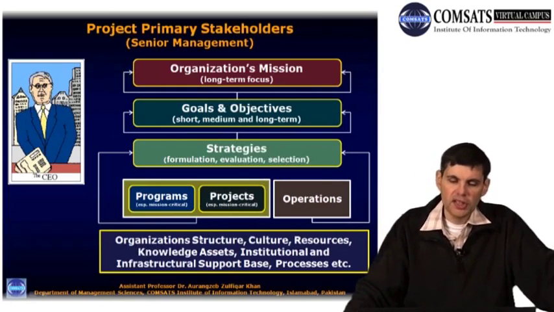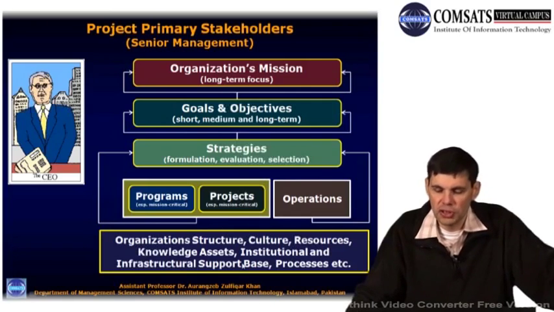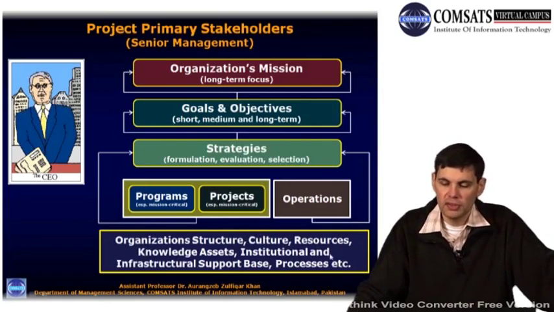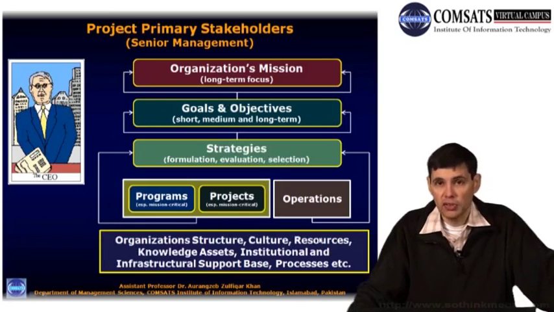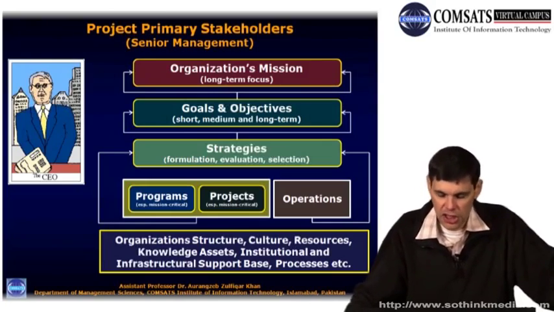So this demonstrates the relationship between programs, projects, operations, through strategies, through goals and objectives, ultimately to the organization's mission. And as I just pointed out, what senior management should do, this is their responsibility, and you have it here in this box. The structure, the culture, the resources, knowledge assets, institutional and infrastructural support base, the processes, etc. All these have to be instigated with the help of senior management, with their direct support and encouragement and monitoring and evaluation.